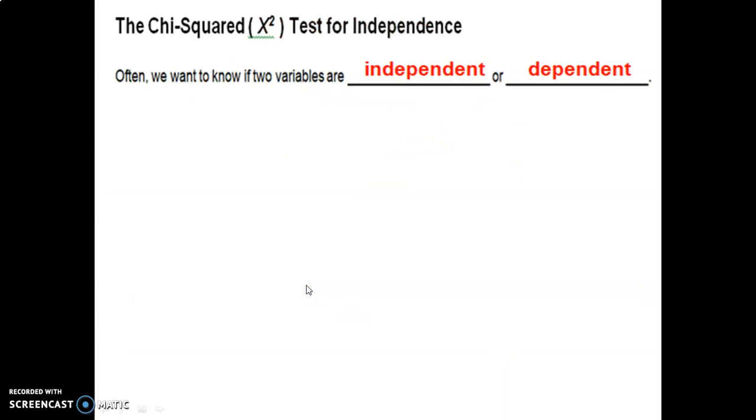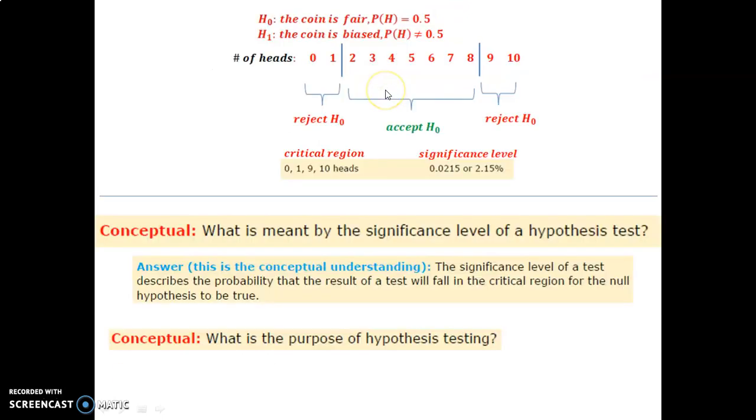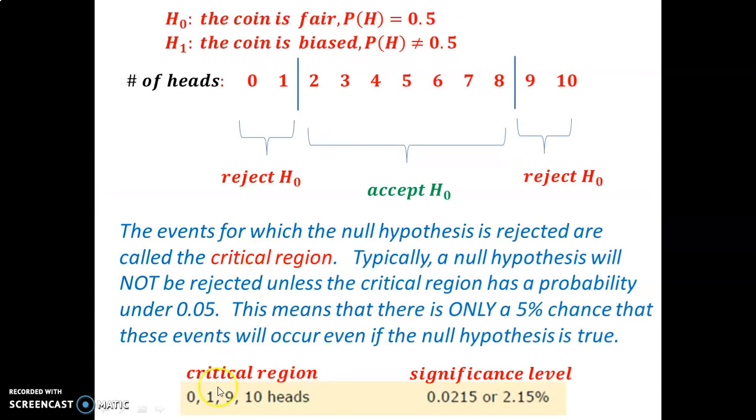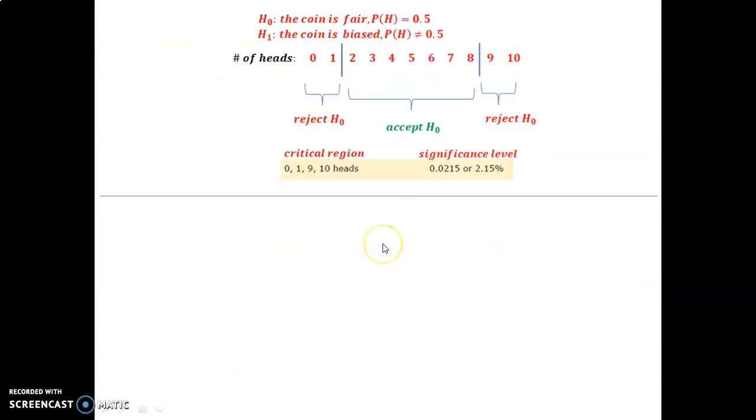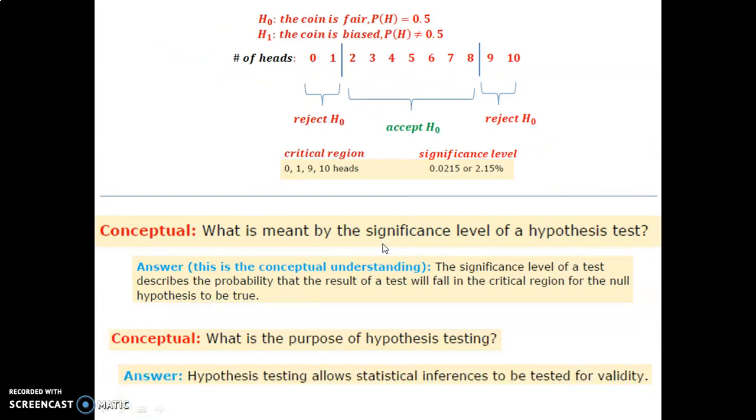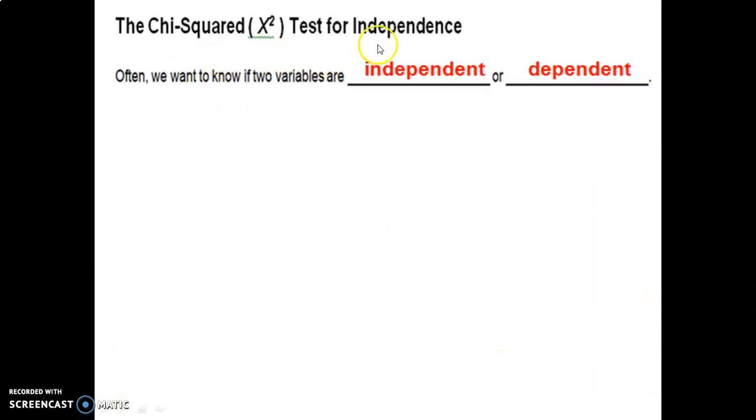Okay, so with that in mind, we are ready for the next stage. Now that we understand key concepts like the critical region, significance level, and null hypothesis, alternate hypothesis, this is all a lead-in to the next topic, which is called the chi-squared test for independence.